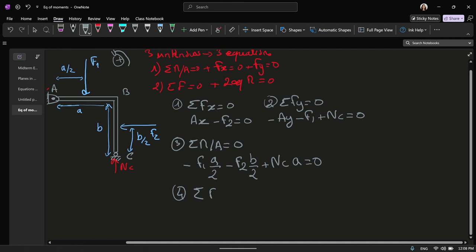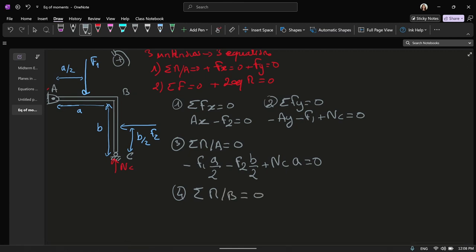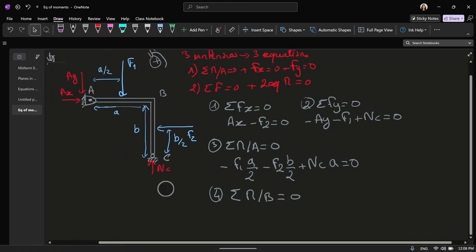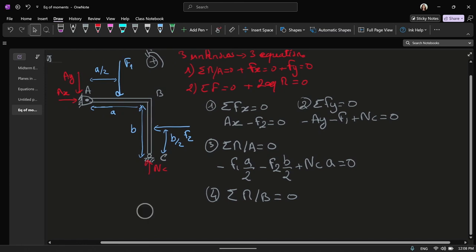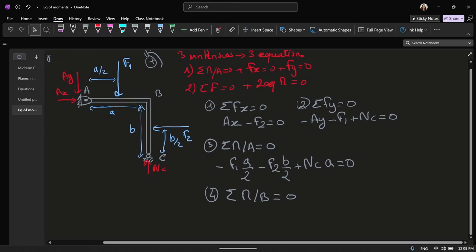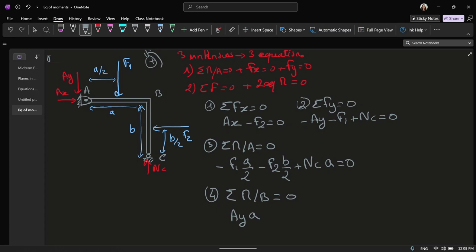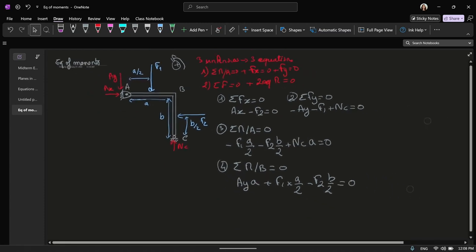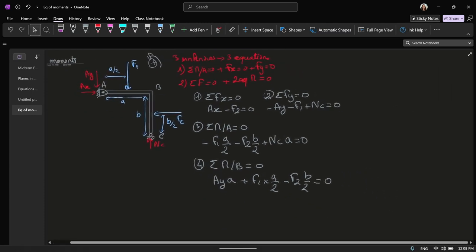Okay. Equation number 4. Let's do sum of the moment about B equals 0. What do we have? We have AY that creates a positive moment, so AY times A plus F1 times A divided by 2. And we also have minus F2 times B divided by 2 equals 0. Equation number 4.